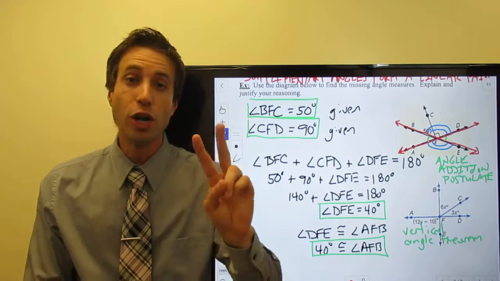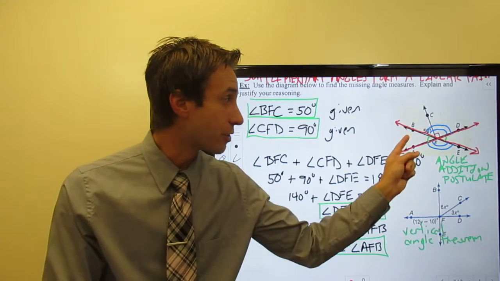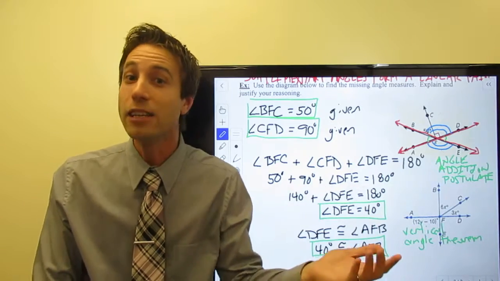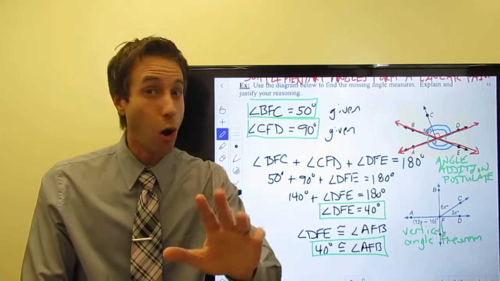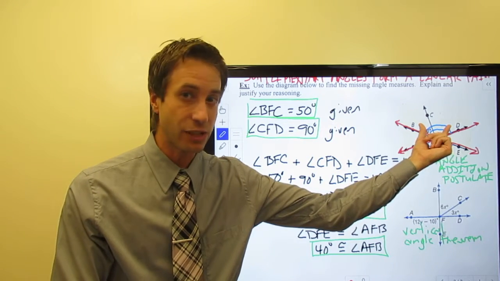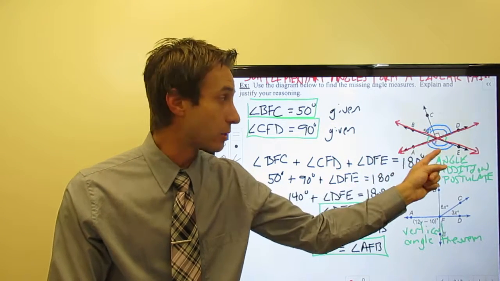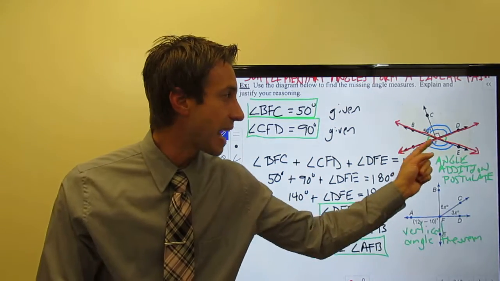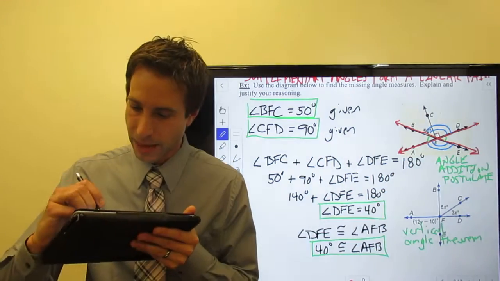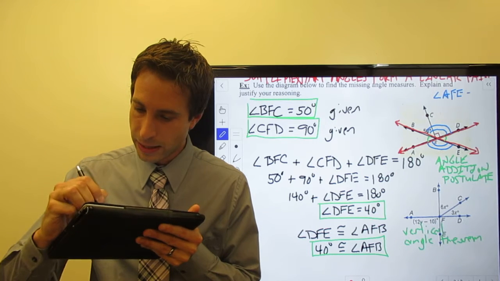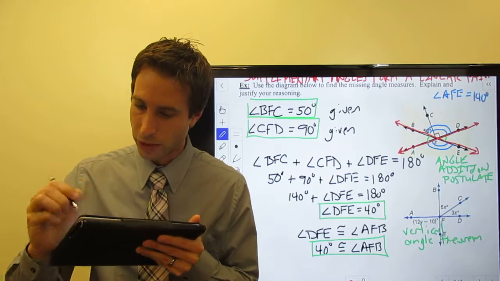So, two different ways to do this. You could have either done, hey, these are a linear pair, set them equal to 180, solve for the one you don't know. Or hopefully what you recognized, hey, I got vertical angles here. If I add these two together, vertical angles tell me this has to have the exact same measure. And so angle AFE is equal to 140 degrees, right?